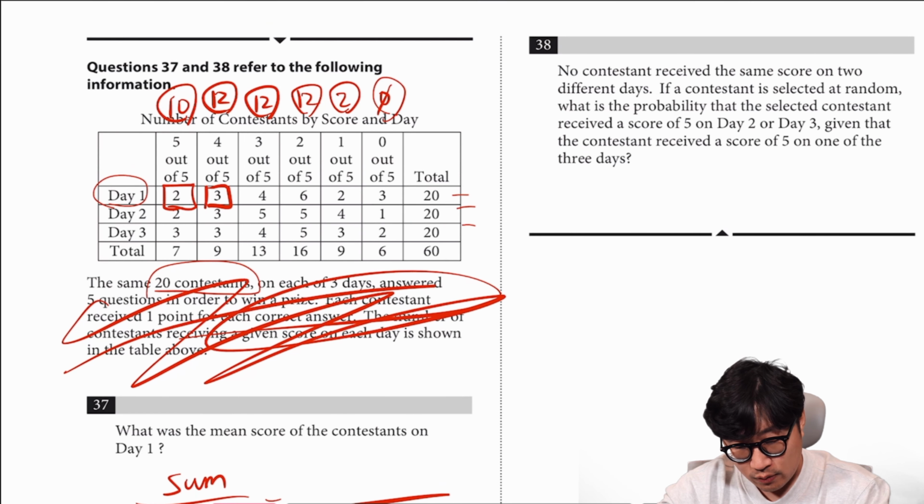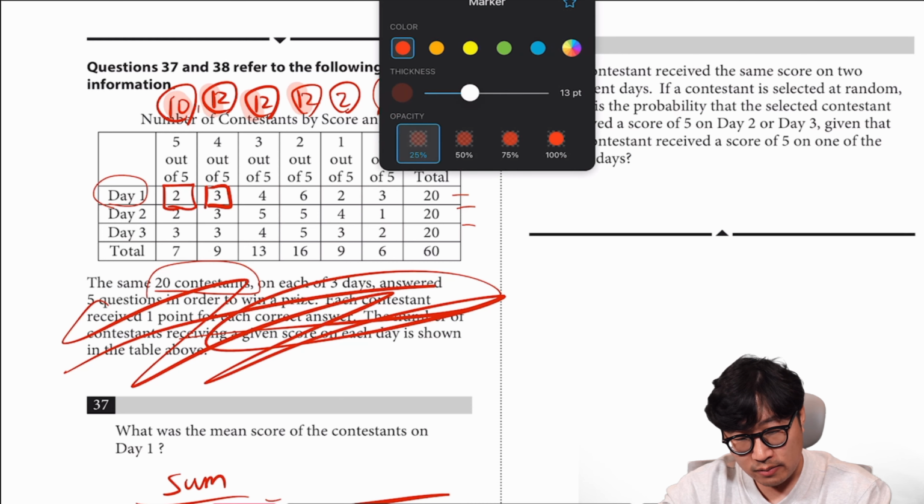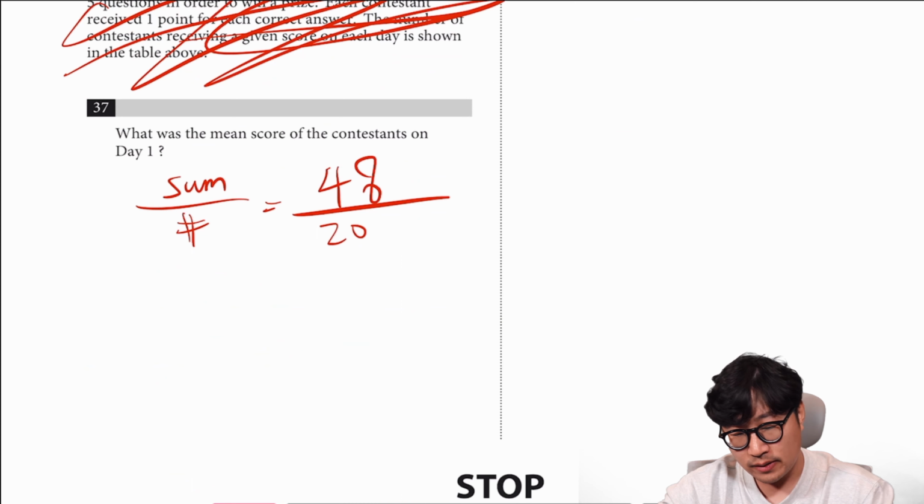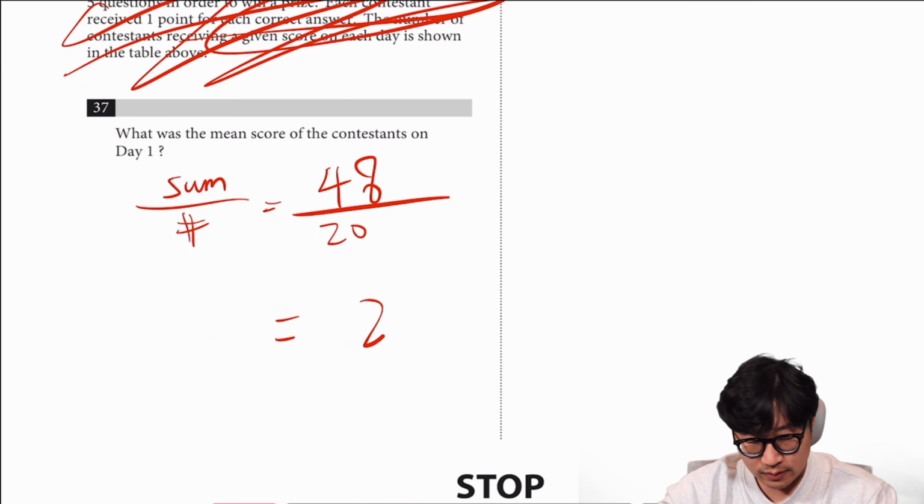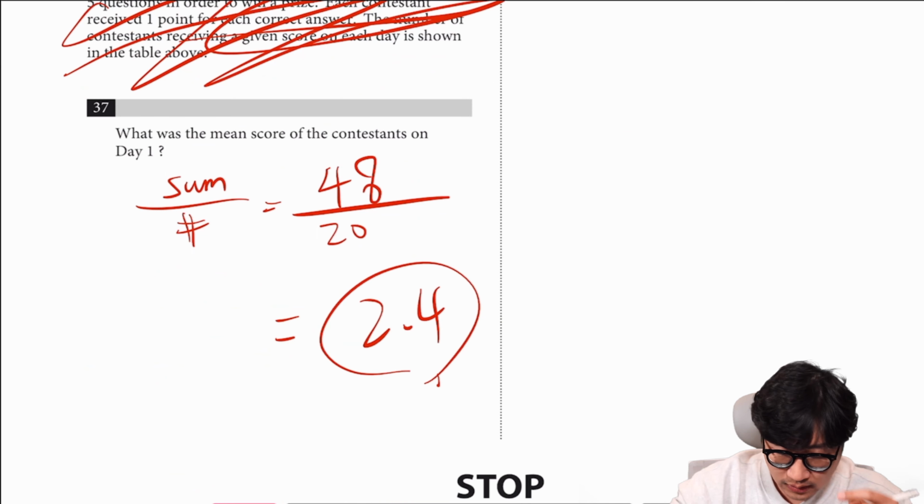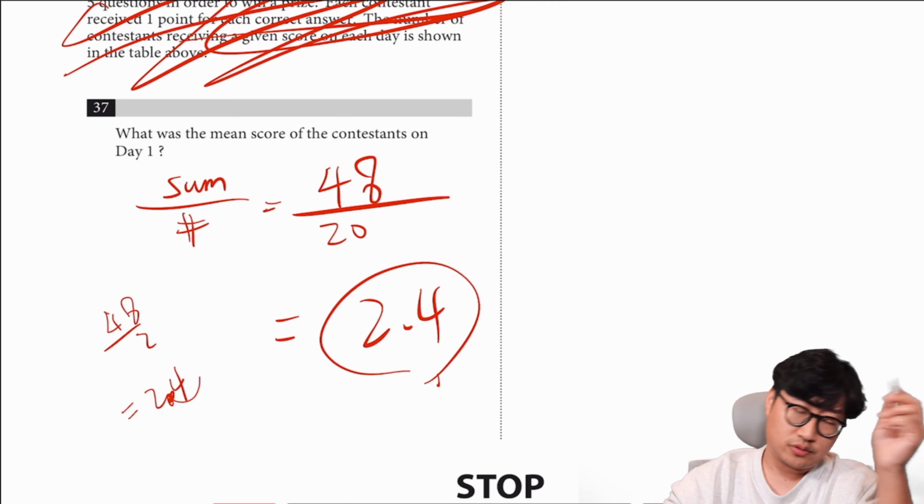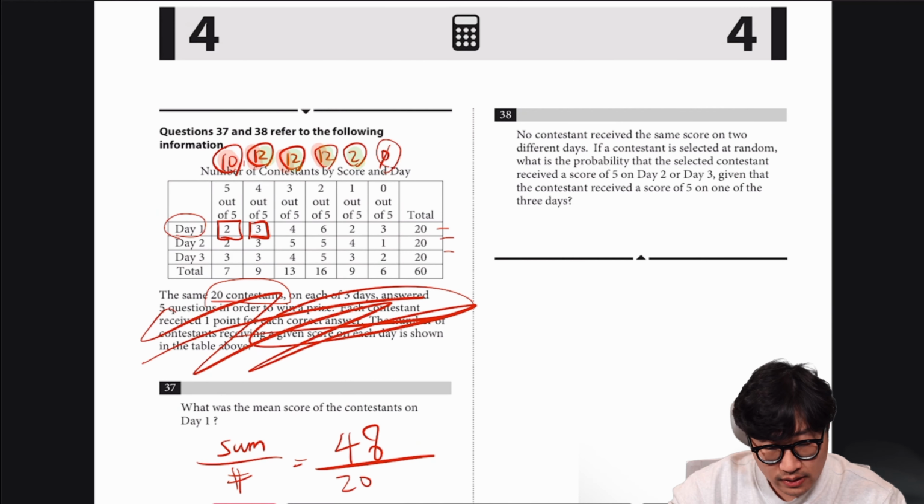So that would be a total of, well, I'm just going to add all the 10s. Like, so 10, 20, 30, 40. And then now let me add the ones. 2, 4, 6, 8. So 48. So 48 divided by 20. And that was going to be 2.4. Well, how did I do that? Well, 48 divided by 2 is exactly 24. And you just put the decimal to the left. So 2.4. Now, number 38.